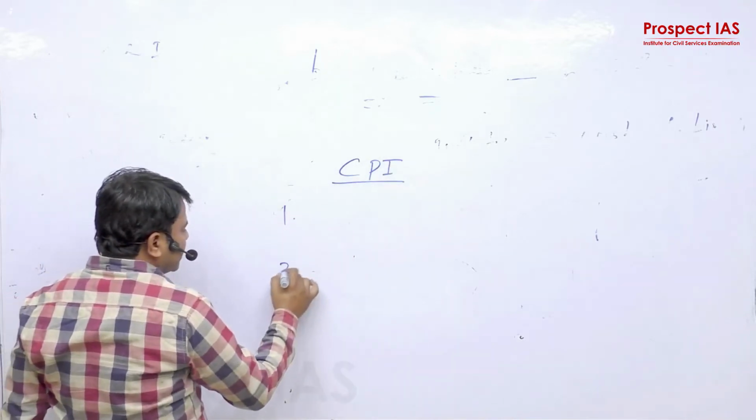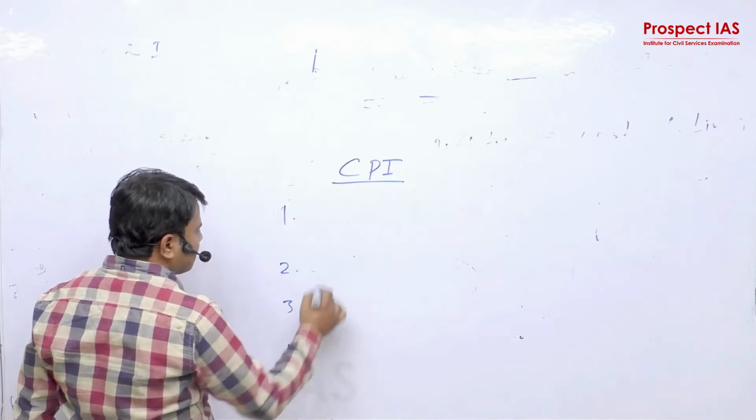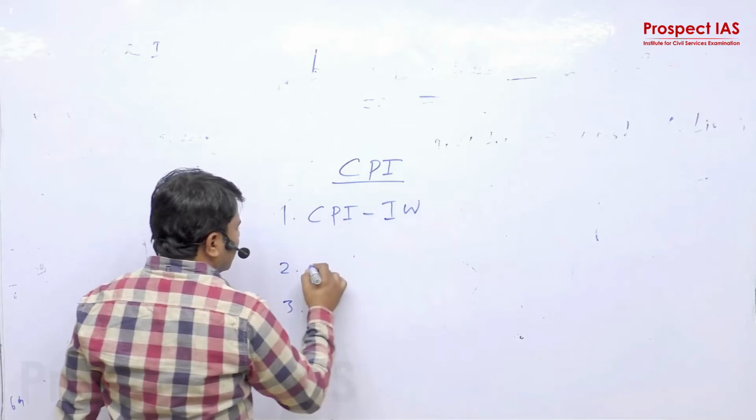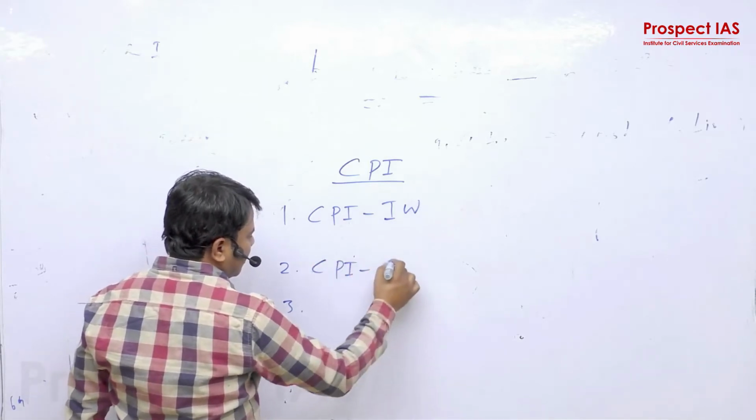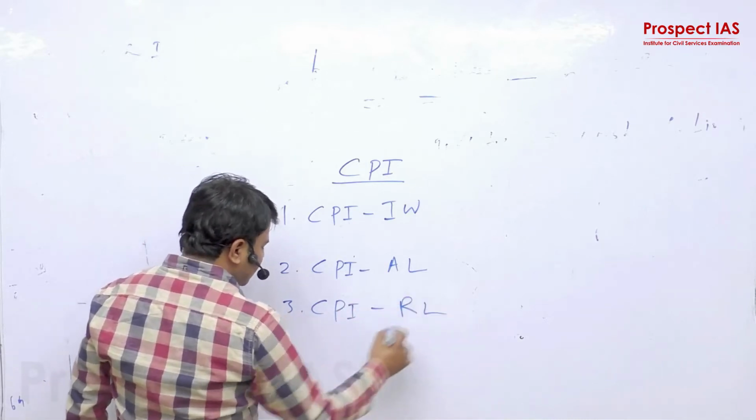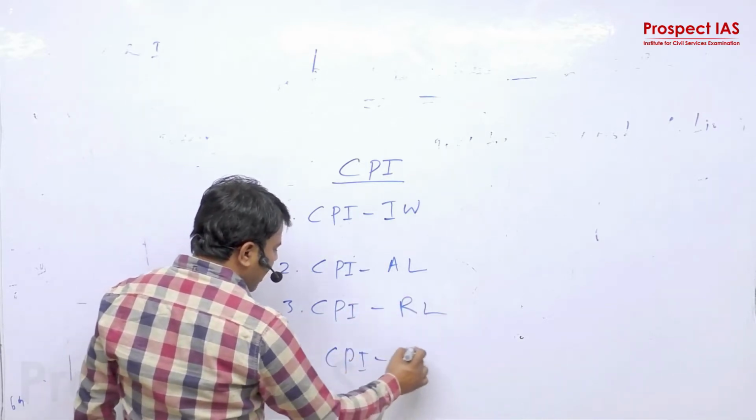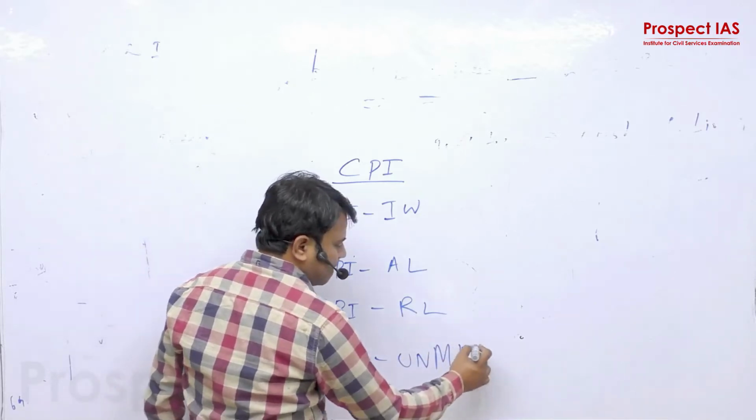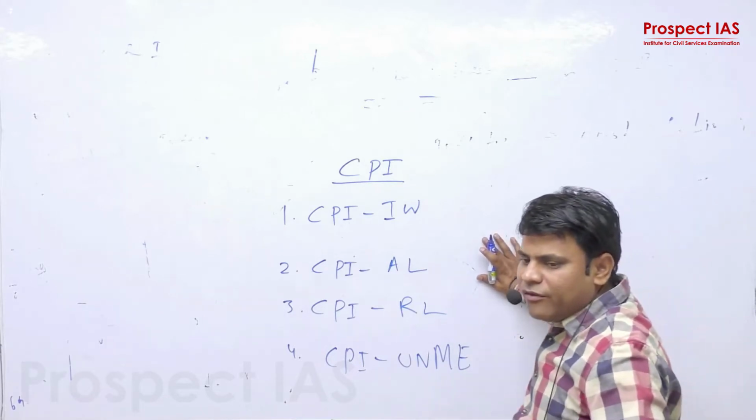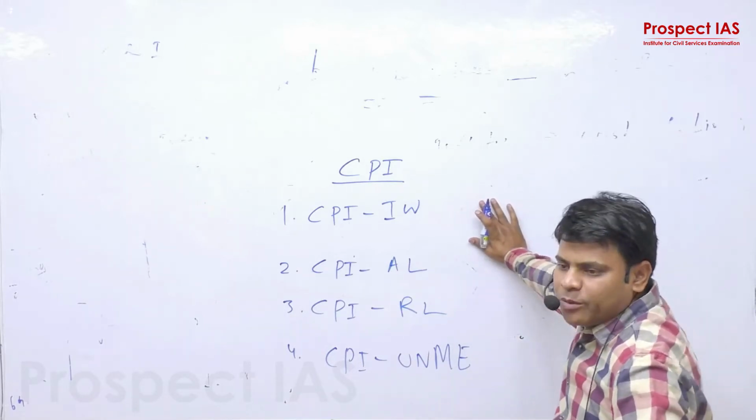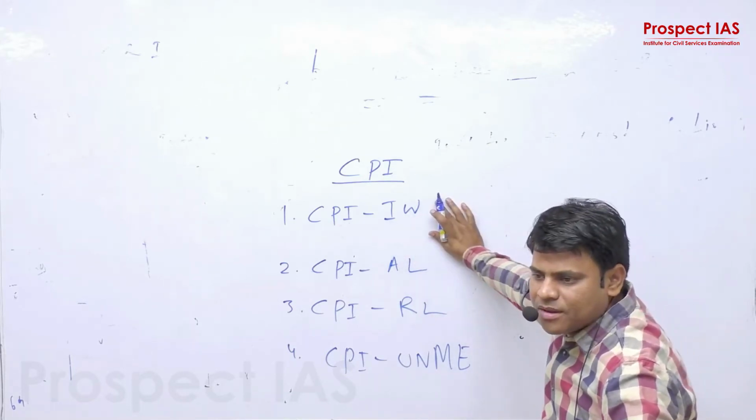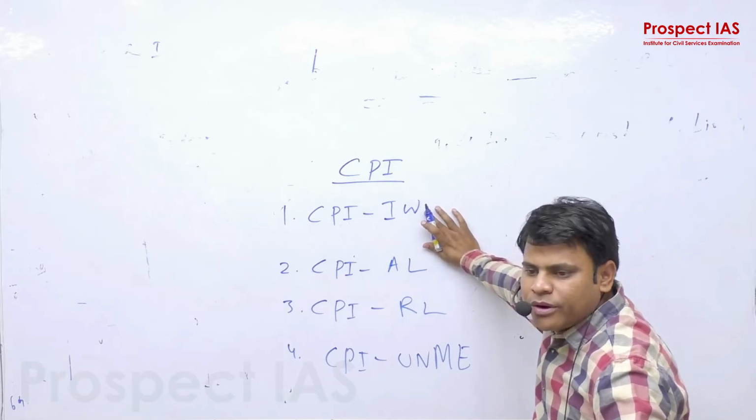We had these 4 variants of CPI. CPI for IW, then CPI for AL, then CPI for RL, and then CPI for U and ME. These are 4 variants of CPI that reflect upon cost of living of 4 different groups of people. This is CPI for industrial workers. CPI for IW, CPI for industrial workers.